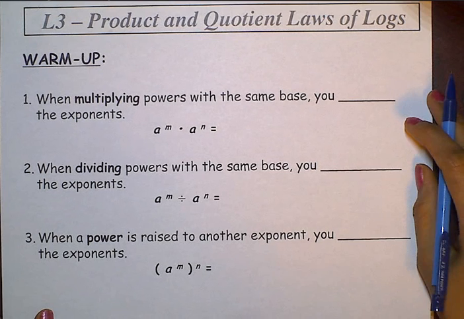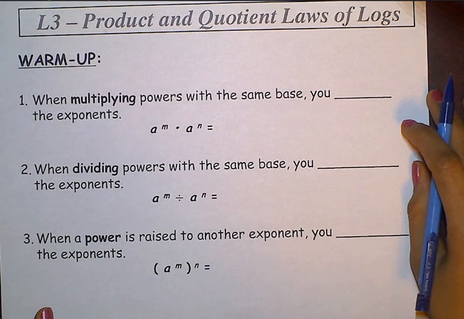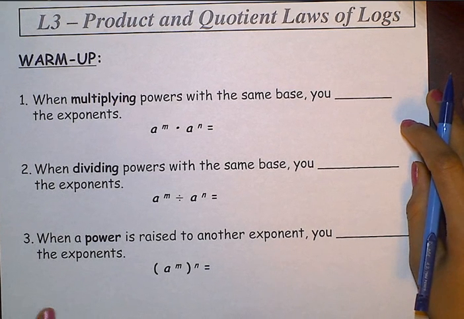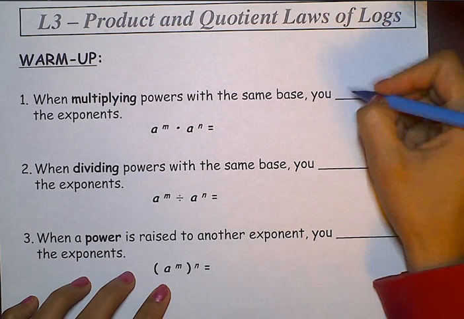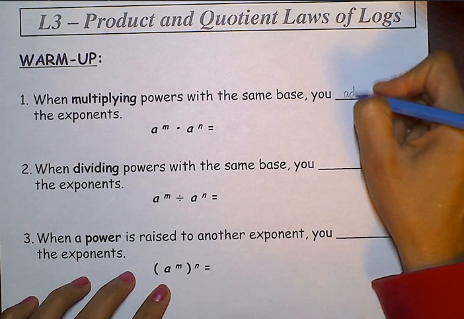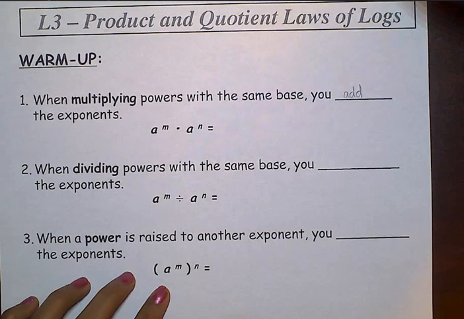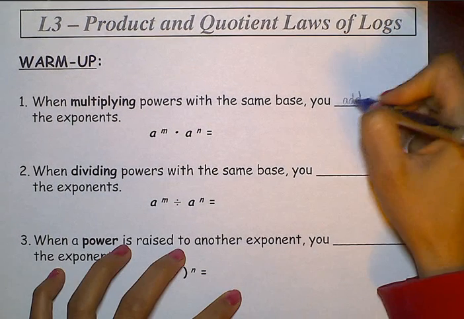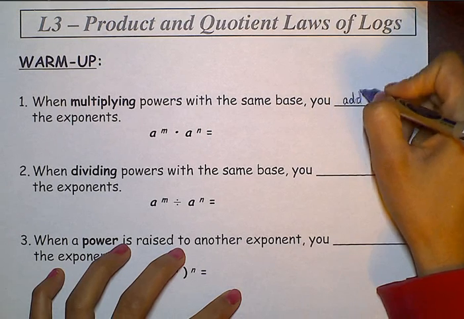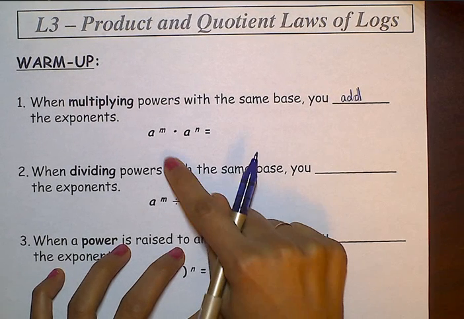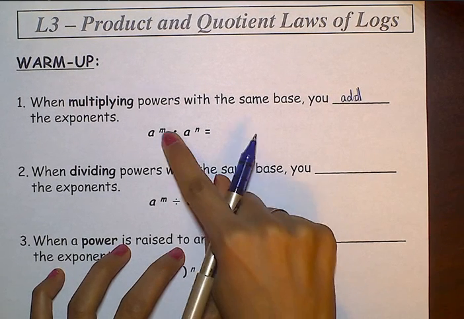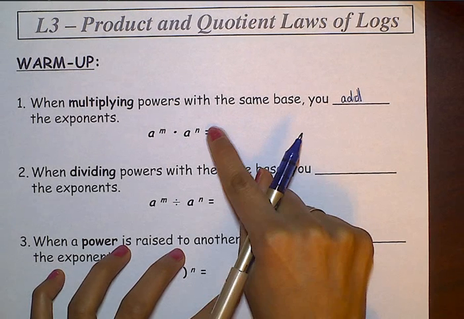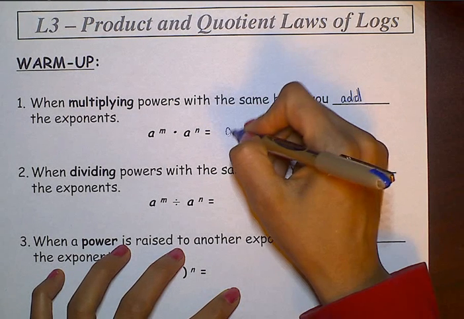First question: when multiplying powers with the same base, you tend to add the exponents. So I'm just going to take a pen to do that instead. When you have exponents with the same base, you just add the exponents. So it becomes a to the power of m plus n.